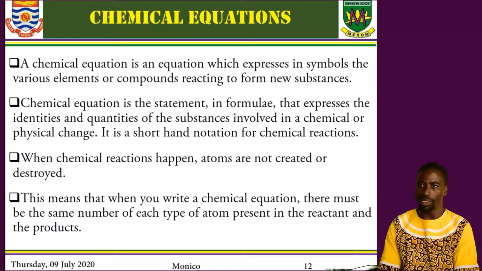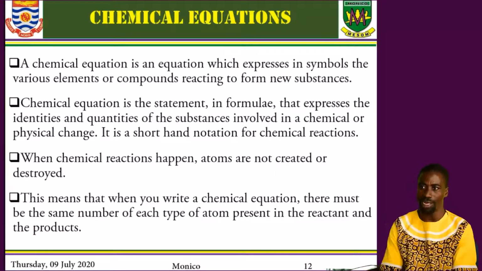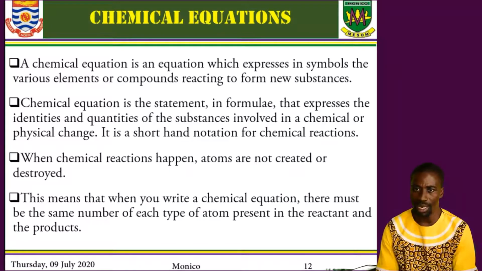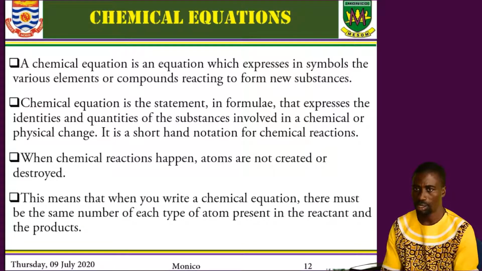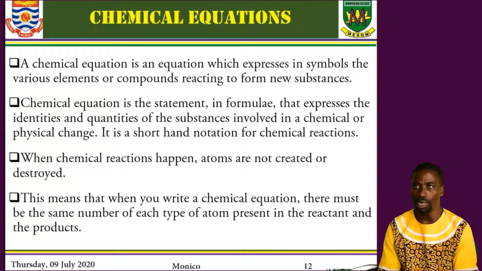This means that when you write a chemical equation, there must be the same number of each type of atom present in the reactant and the product. Good. So we will very soon look at what we mean by reactant, what we mean by product. But what is happening in every chemical equation that we write is that the number of atoms on the right hand side should be equal to the number of atoms on the left hand side. That's what we mean by atoms are not destroyed nor created. So you have to make sure you have equal numbers on each side.